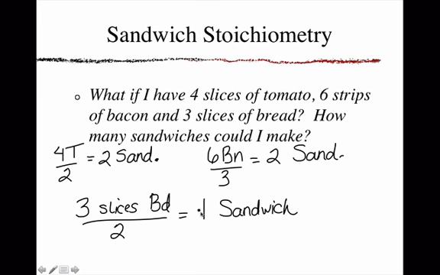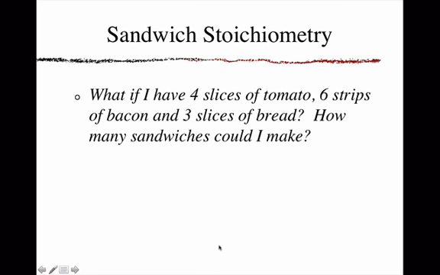So because I can only make 1 sandwich with the bread and I can make 2 with the other things, this is really the only one that matters because it's the smallest. I only have enough of my smallest ingredient to make 1 sandwich. So how many sandwiches could I make? I could just make 1, because then I'm going to run out of bread.